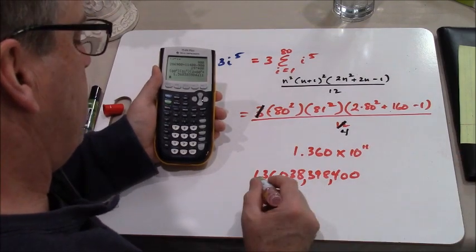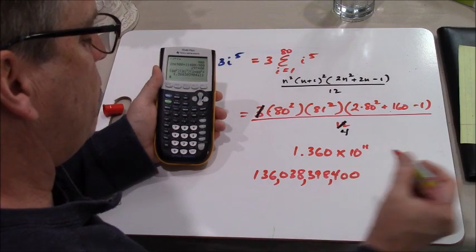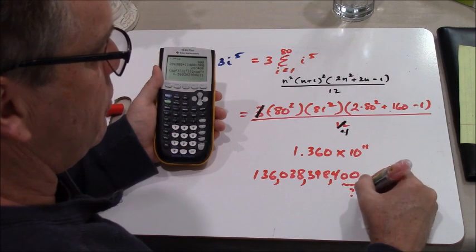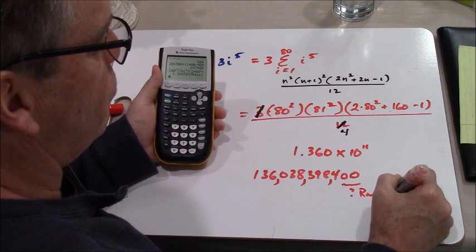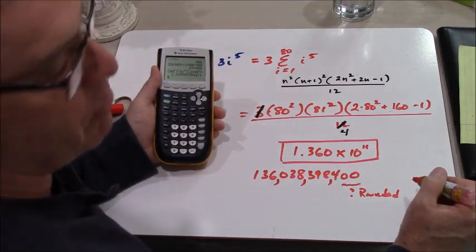So we got here 136,038,398,400. And that part is rounded. I'm fine with this answer right here. I mean, that's a pretty big number.